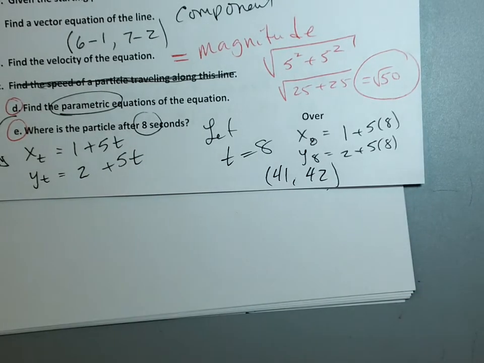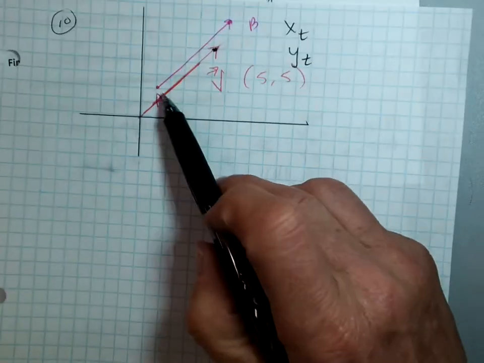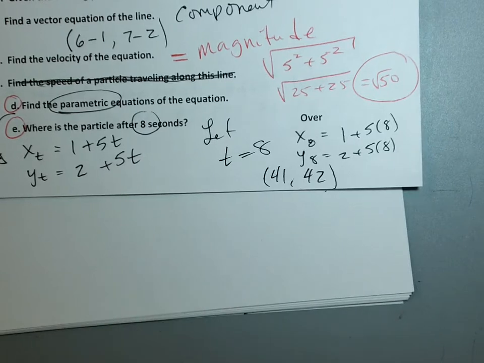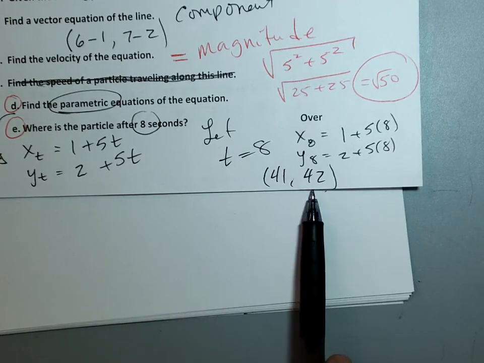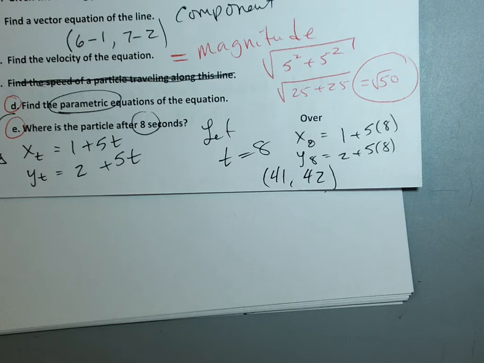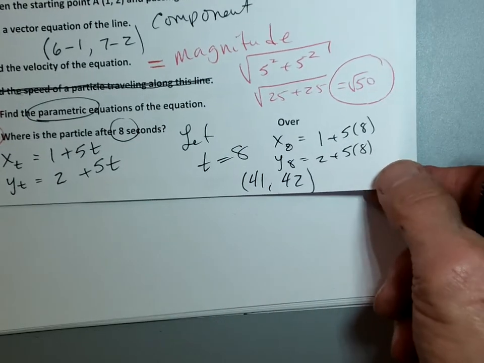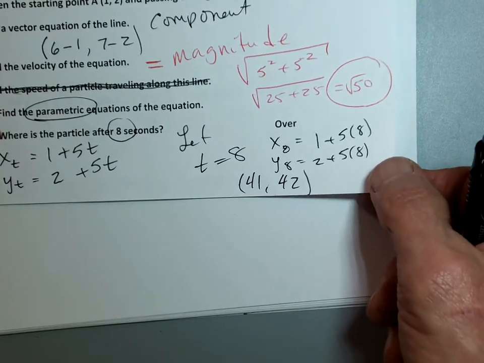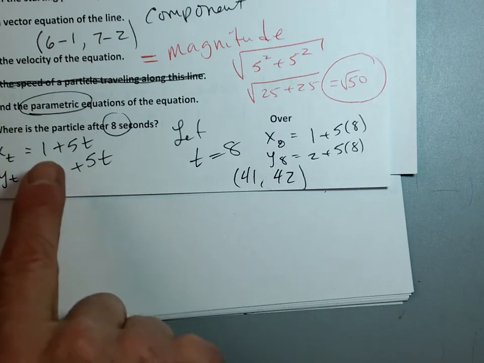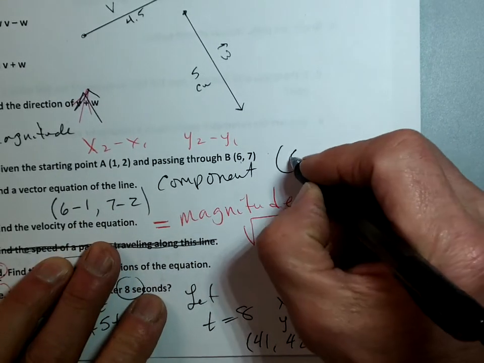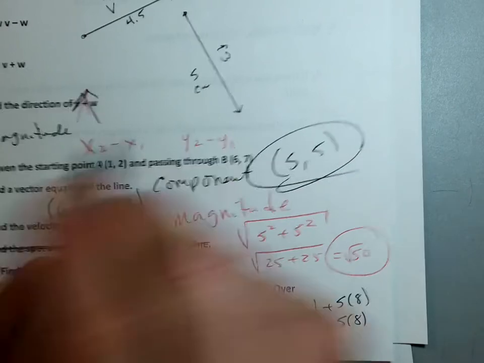So the bug's running along. It starts here, moving along, and after 8 seconds, that's where the bug is. If we want to squish the bug, we've got to be standing right there when it runs by. For part A, the answer is 5, 5.